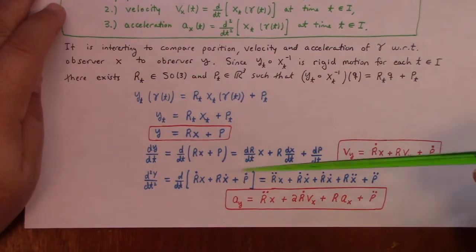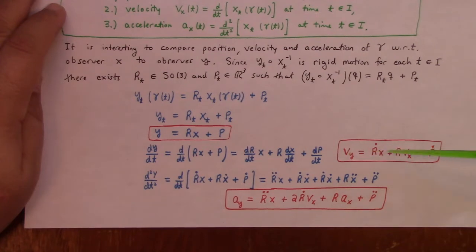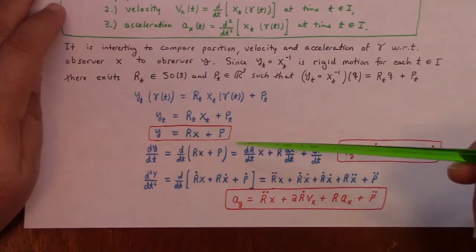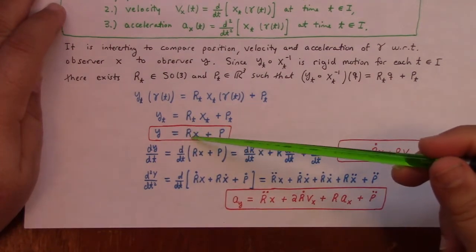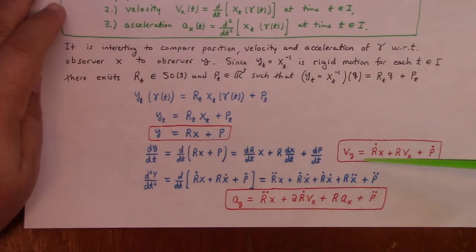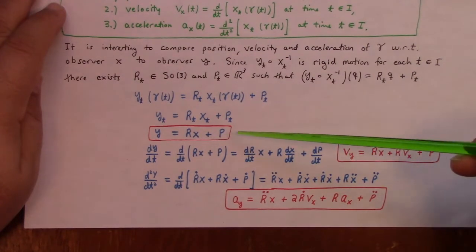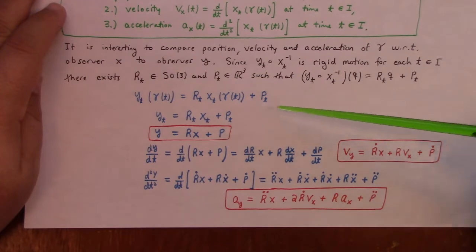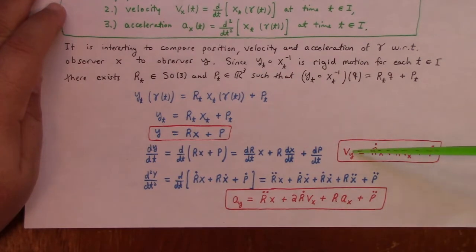But then when you look at how the velocities are related, Benjamin, buddy, I need you to stop doing that. Well, just don't kick the thing, okay? If we look at how the velocity is related, when we differentiate this, we notice we have a product rule, because r could depend on time, x could depend on time, so we get r dot x plus r v_x, and then the derivative of the shift, all right? So this is how velocities are related.